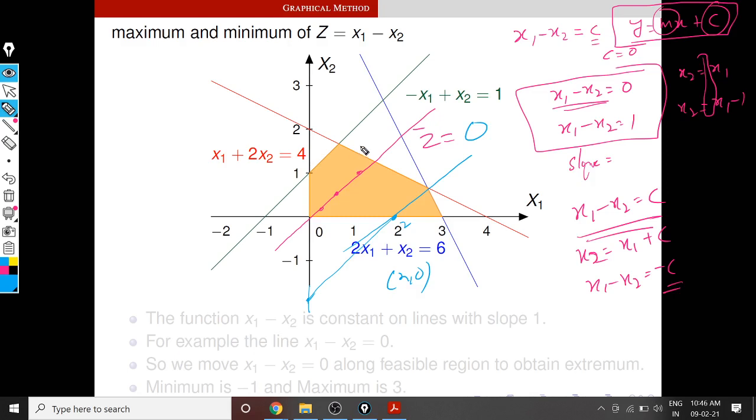So what is our procedure? We consider all these such straight lines, then we evaluate the value of the objective function on the straight lines, and see which straight line gives the maximum and which straight line gives the minimum.